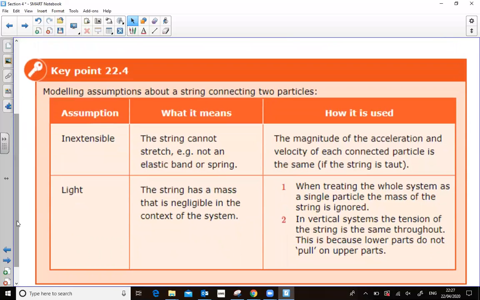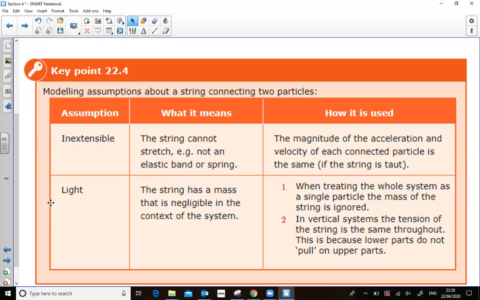Okay, so in our previous slide, we have made some modeling assumptions. The first one is inextensible. So what does that mean? Well, the string cannot stretch. And how is it used? Well, the magnitude of the acceleration and the velocity of each connected particle is the same. So that means we could treat them as a whole thing rather than separate things.